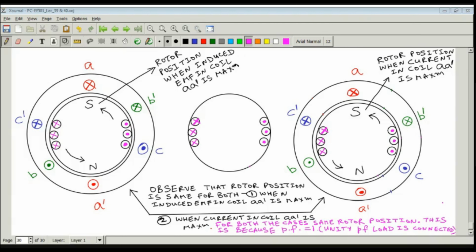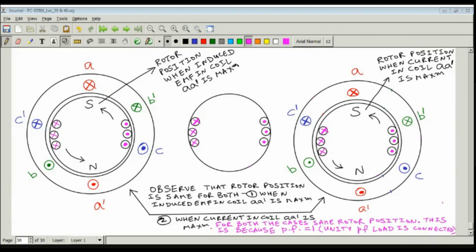At whatever time instant the voltage is having its peak value, at the same time instant current will also have its peak value. This is because we are assuming that power factor is 1. A unity power factor load is connected with the armature winding. That is the reason we are having the peak value of voltage and current both happening at the same time, because it's a unity power factor load.